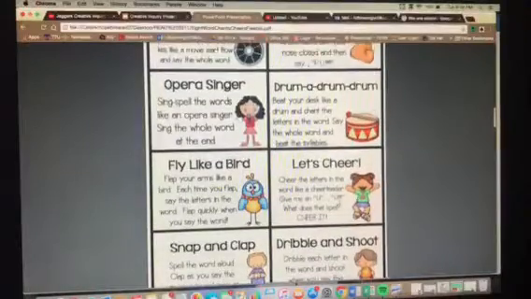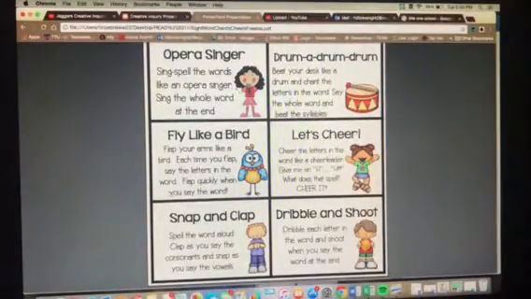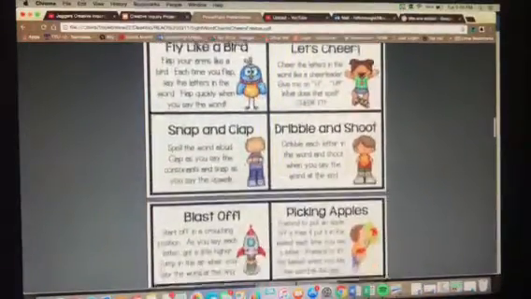Another one she really liked to do was flap like a bird. You flap your arms like a bird each time you say a letter, and when you finish the word, you flap your arms really quick and look like a little bird. She really enjoyed doing this each time.